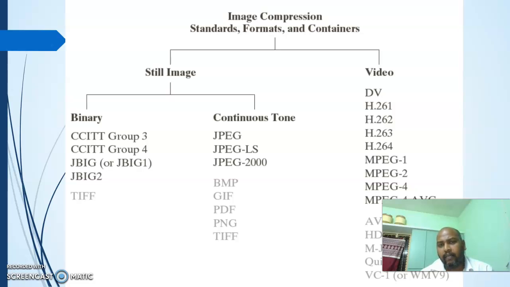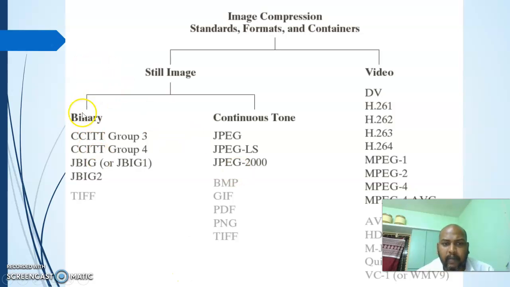Initially, the compression standards can be classified into two. One is still images and another one is video. In still images also we can divide the compression standards into two: one is binary and another one is continuous tone.